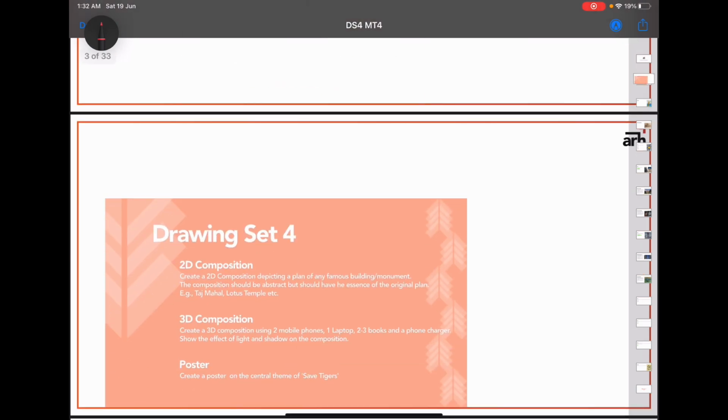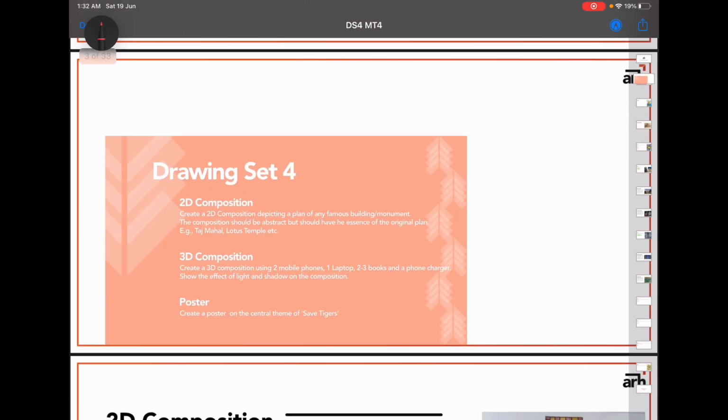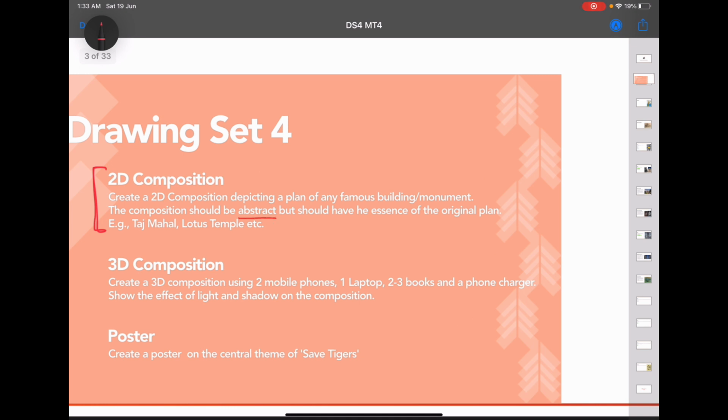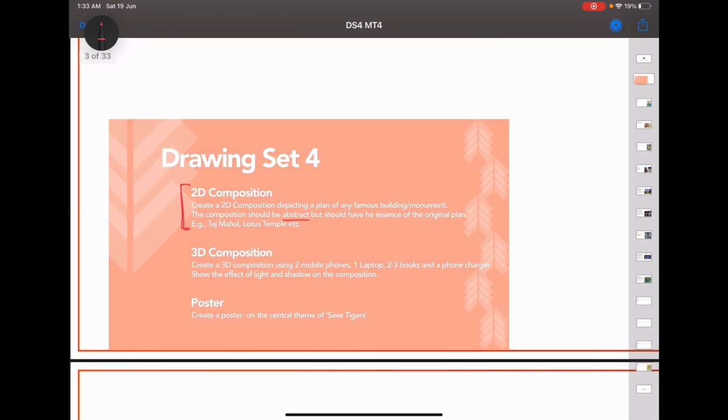But before that, let's start right away with the 2D composition. This question was a very interesting question. You had to create a 2D composition depicting the plan of any famous building or monument of your choice. The composition should be a little abstract, so this word is a very important one, but should also have the essence of the original plan.